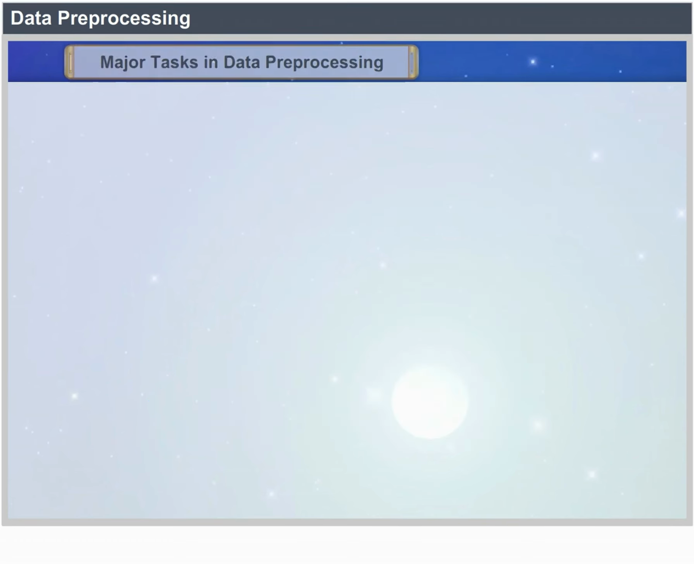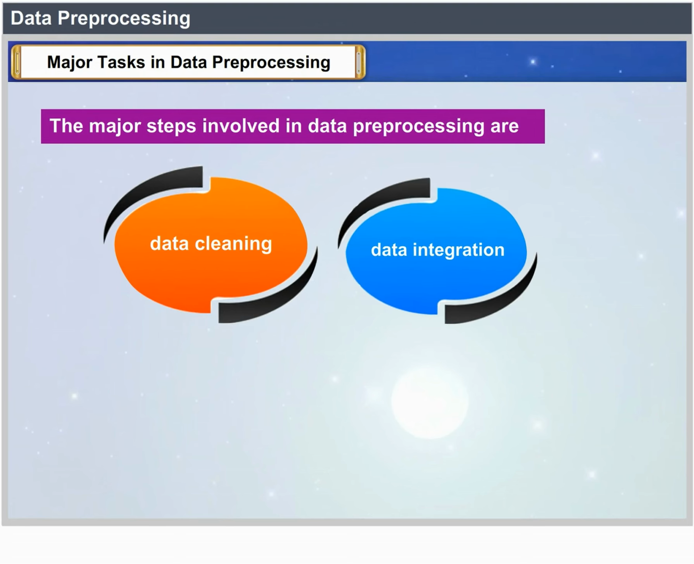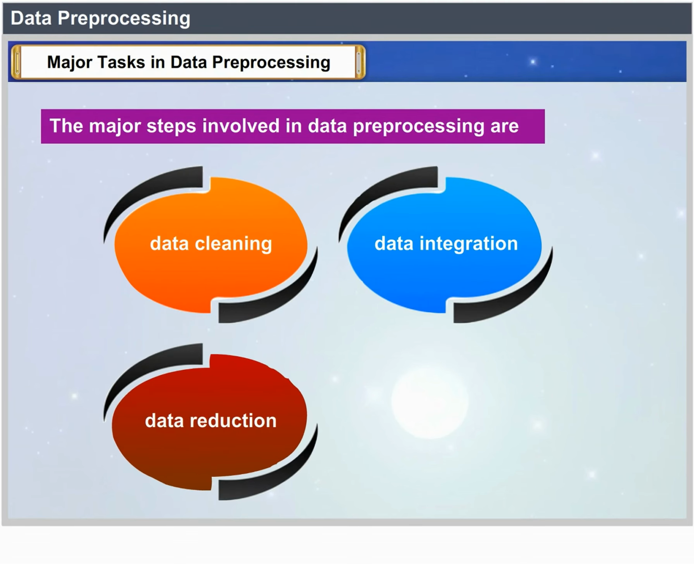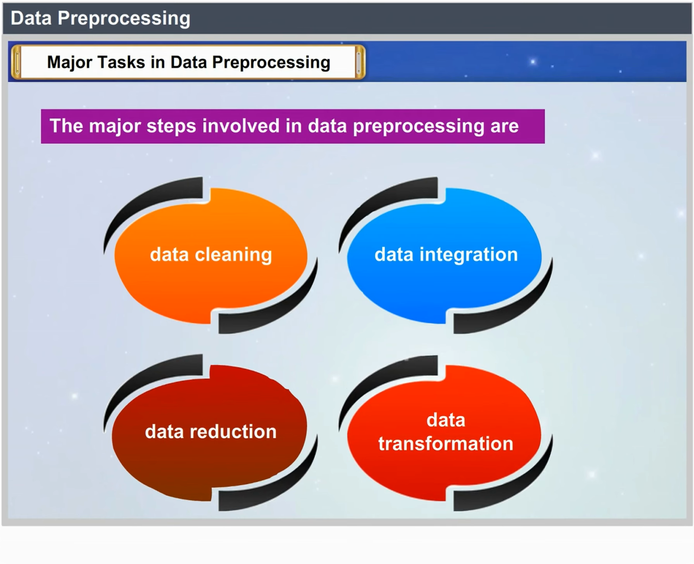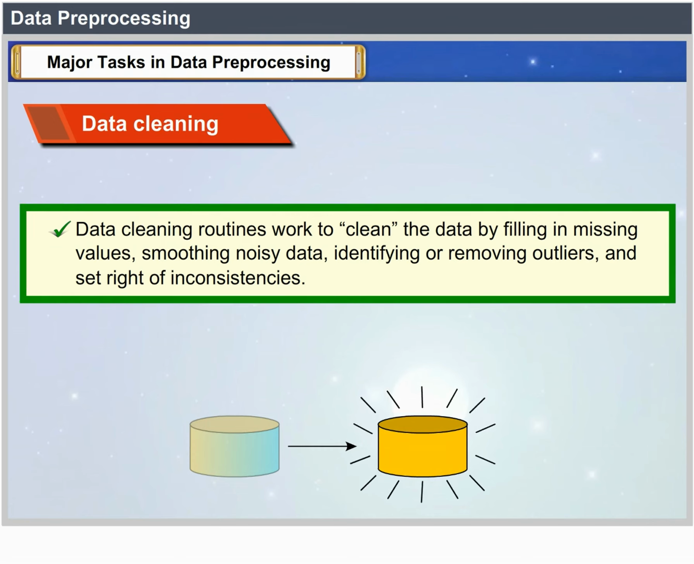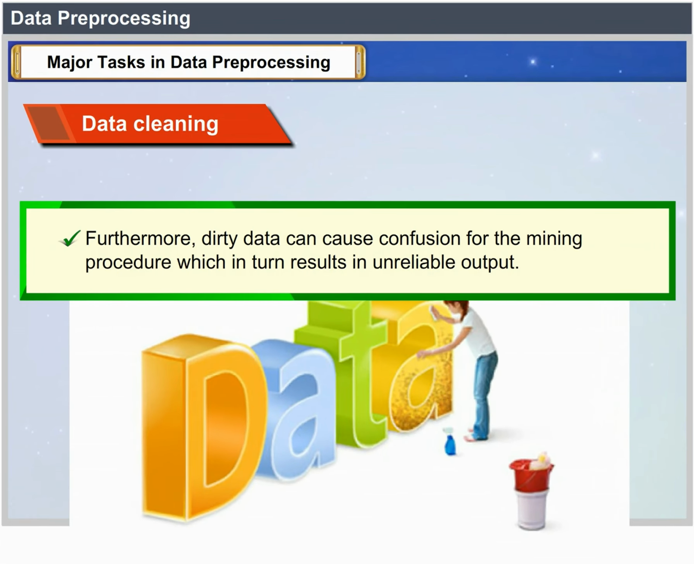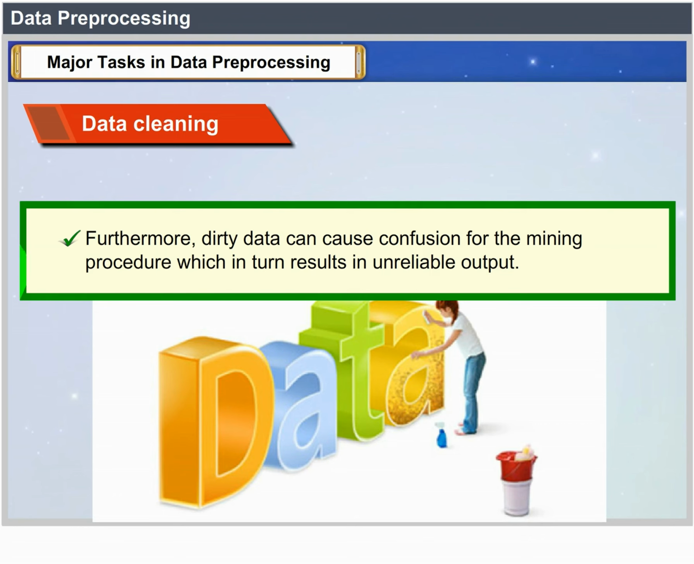Major tasks in data preprocessing. The major steps involved in data preprocessing are data cleaning, data integration, data reduction, and data transformation. Data cleaning. Data cleaning routines work to clean the data by filling in missing values, smoothing noisy data, identifying or removing outliers, and resolving inconsistencies. If users believe the data are dirty, they are unlikely to trust the results of any data mining that has been applied. Furthermore, dirty data can cause confusion for the mining procedure, resulting in unreliable output.